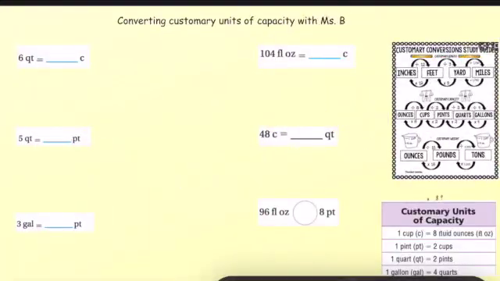In this video, you are going to learn how to convert customary units of capacity. Capacity is ounces, cups, pints, quarts, gallons. Awesome, let's go ahead and get started.